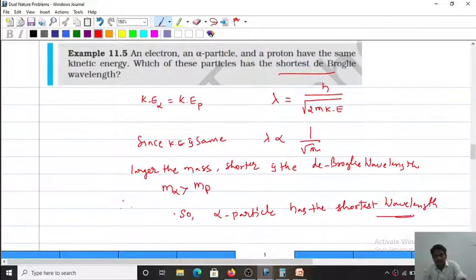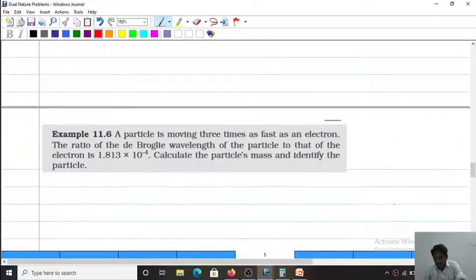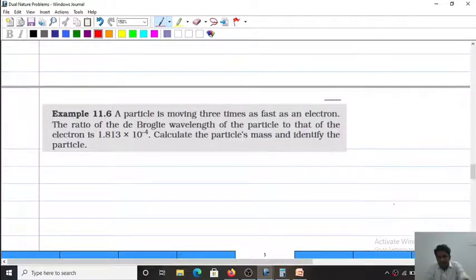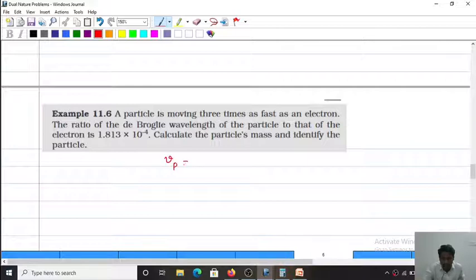Next one, we will see what is 11.6. A particle is moving 3 times as fast as an electron. So the velocity of the particle is 3 times the velocity of the electron, so the velocity of the particle is 3 Ve.